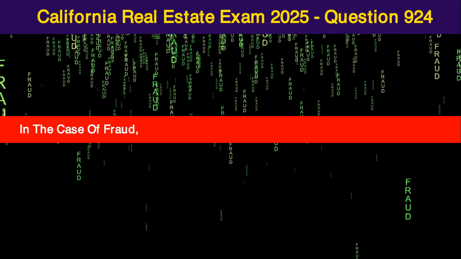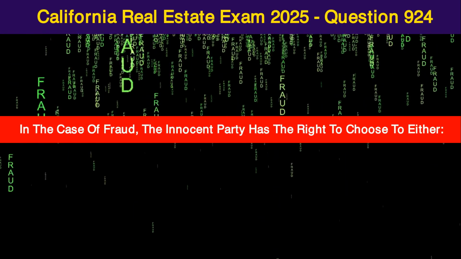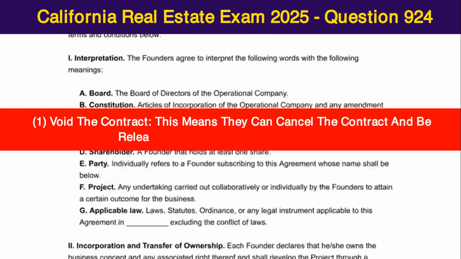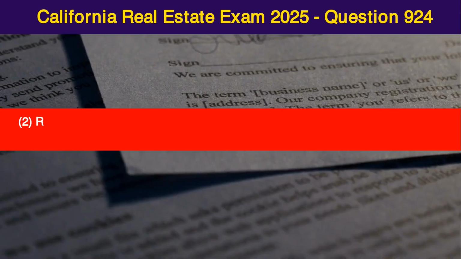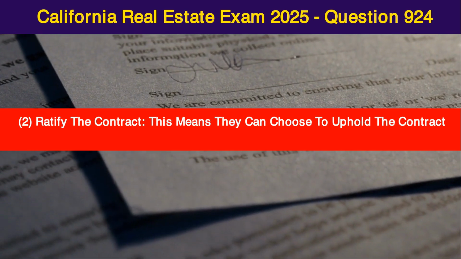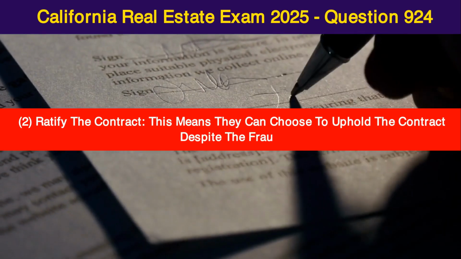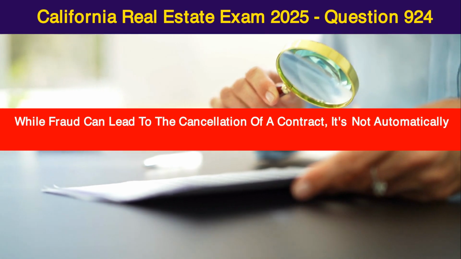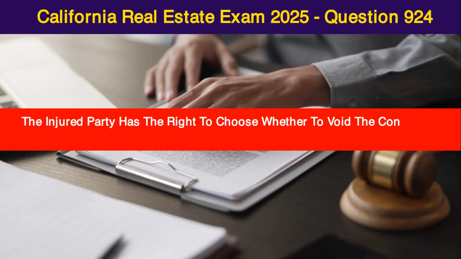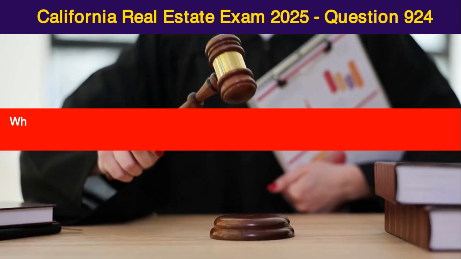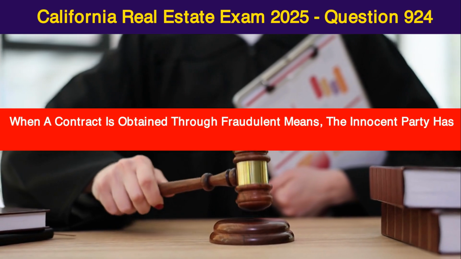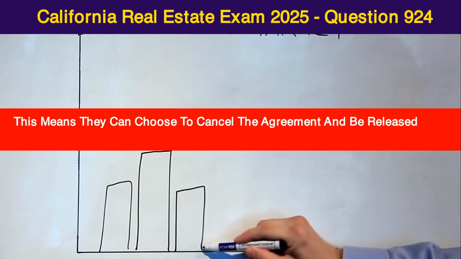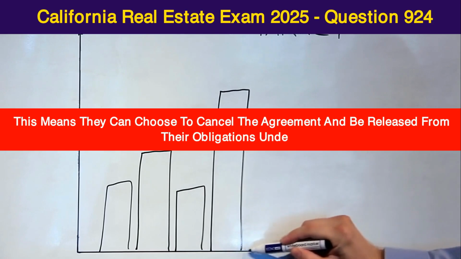Voidable. In the case of fraud, the innocent party has the right to choose to either 1. Void the contract. This means they can cancel the contract and be released from their obligations under it. 2. Ratify the contract. This means they can choose to uphold the contract despite the fraud. While fraud can lead to the cancellation of a contract, it's not automatically cancelled. The injured party has the right to choose whether to void the contract or not. When a contract is obtained through fraudulent means, the innocent party has the right to void the contract. This means they can choose to cancel the agreement and be released from their obligations under it.